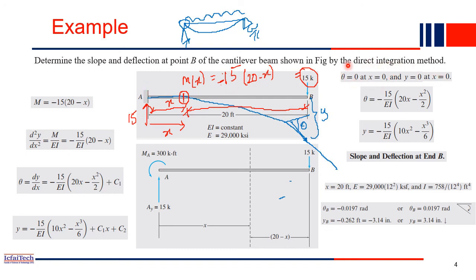This is one equation you got. And another equation: what is the deflection at A? Deflection at A is also 0, right? Because it is a support, so there should not be any deflection at A. So that's why the boundary condition at x equal to 0, y is also 0. So you have the two equations. At x equal to 0, you have the slope theta equal to 0, and also at x equal to 0, you have y, that is deflection, also equal to 0.